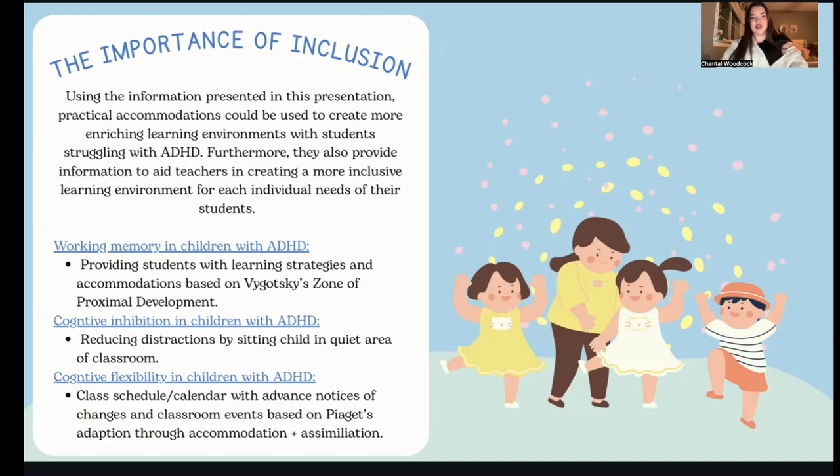Helping children with ADHD who have deficits in cognitive inhibition could be reducing distractions by sitting child in a quiet area of classroom. And finally, helping children with ADHD in reducing deficits in cognitive flexibility would be implementing a class calendar with advanced notices of changes in classroom events based on Piaget's adaptation through accommodation and assimilation.